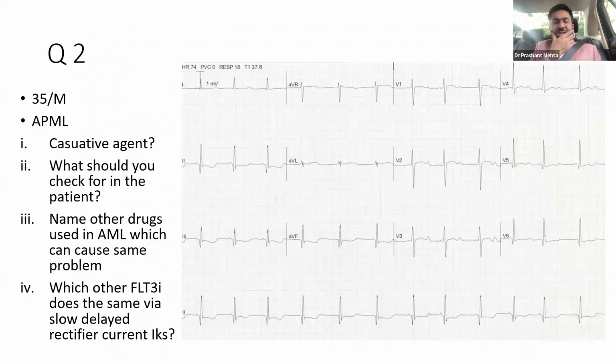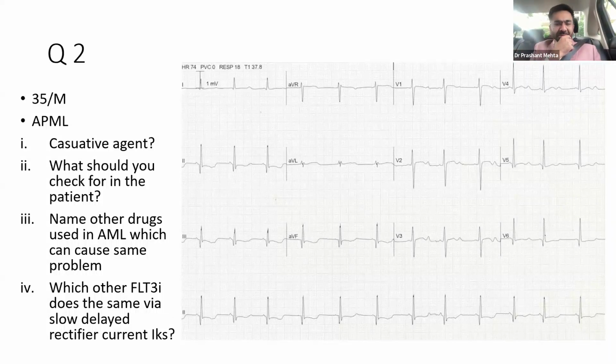So this is a patient with APML, 35-year-old. There is a characteristic ECG change here, which you can see, and you can tell me what could be the causative agent for this, and what should you check for in the patient in terms of, let's say, the labs and the clinics, and name any other drugs used in AML which can cause the same problem, and which other FLT3 inhibitor does the same via a different pathway. So I think one of you can take the question.